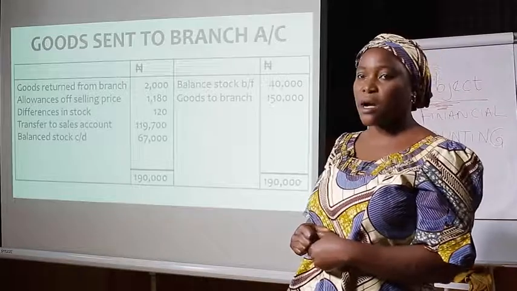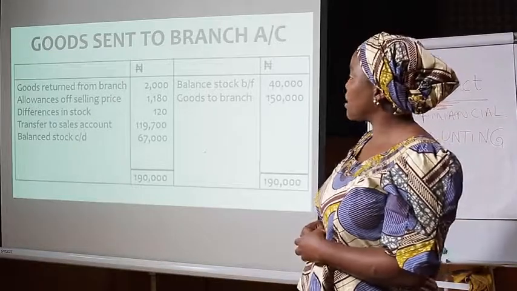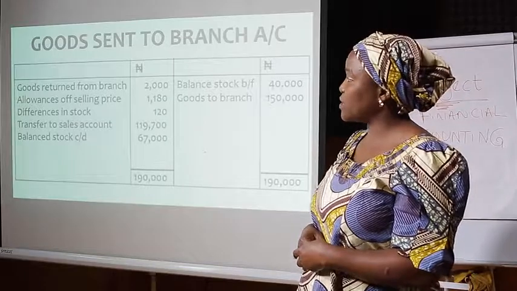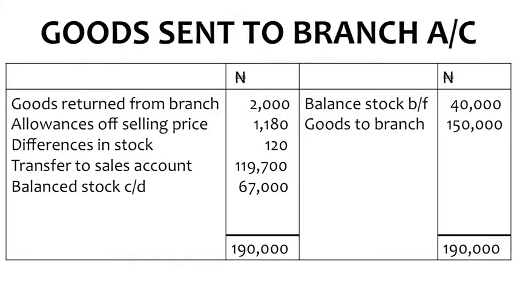Goods sent to branch account. The goods that are sent to the branch account is going to go in this format. On our debit side, goods returned from the branch will be on your debit side, which is 2,000 naira. Then the allowances of selling price. We gave them some allowances of their selling price, which is 1,180 naira. We have a difference in stock, which is also coming on the debit side, which is 120 naira.